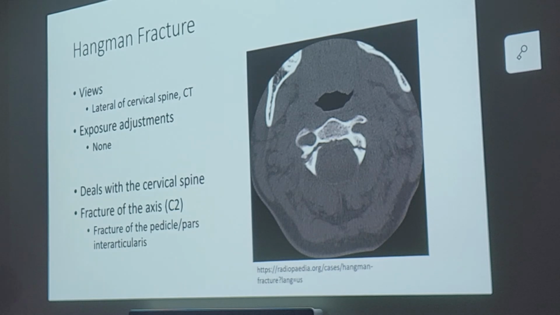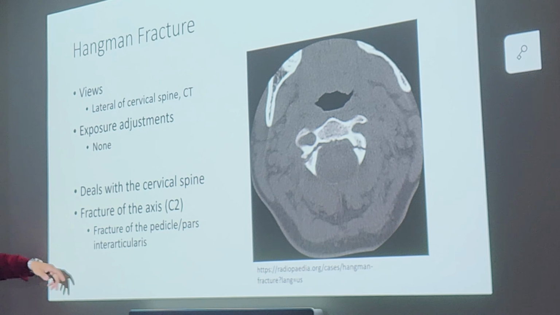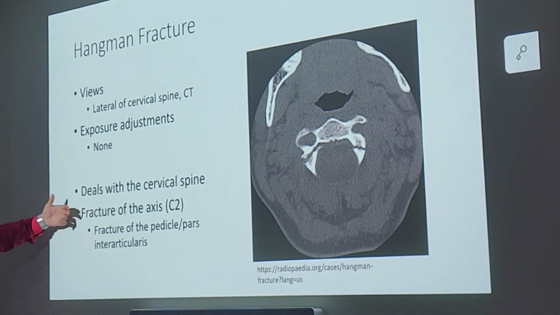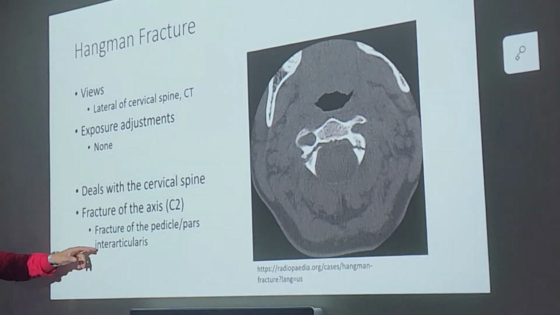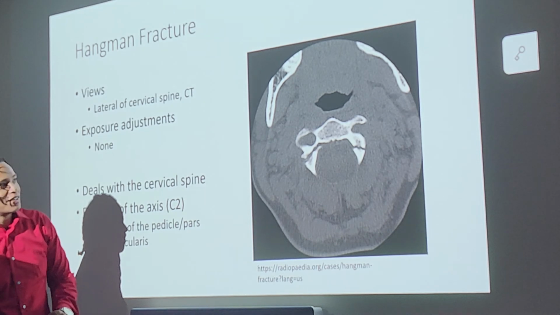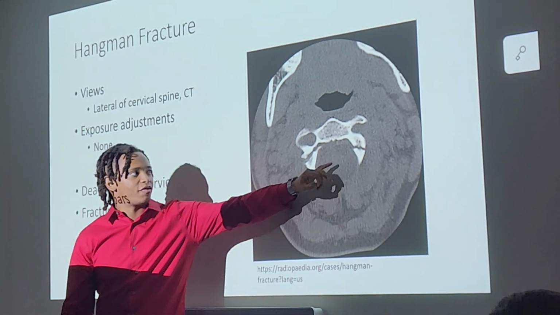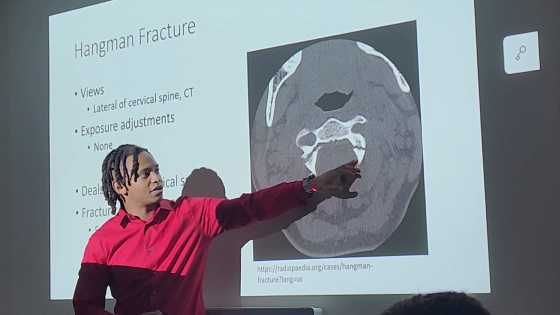For the hangman fracture, it occurs at C2, okay? The way you can think of it, hangmen have a rope around the neck, and it's just C2, right? This usually deals with the cervical spine. You won't see the hangman fracture anywhere else, like in the thoracic or the lumbar. They can also fracture the pedicles and the pars articularis, right? So in the image right here, you can see there's a fracture right here, and the pedicles, well, that could be, but the fracture's right here, the hangman.